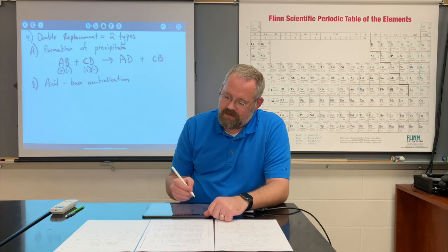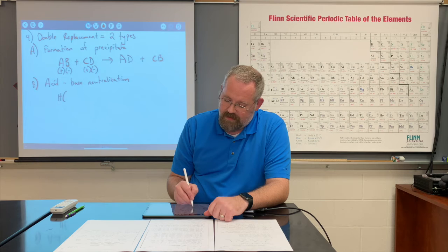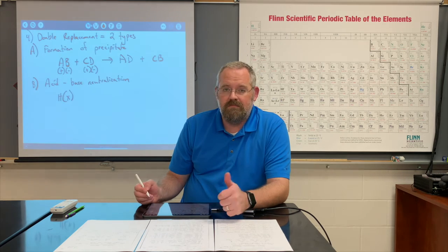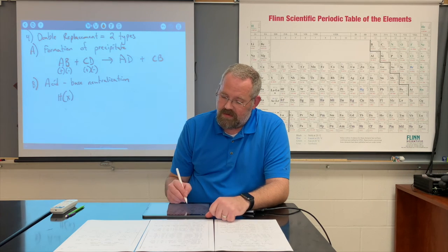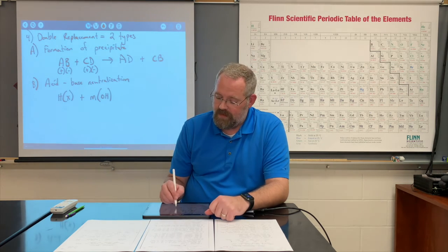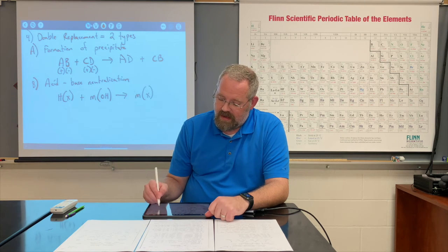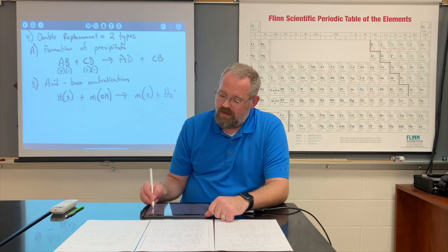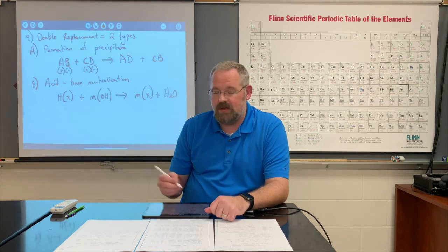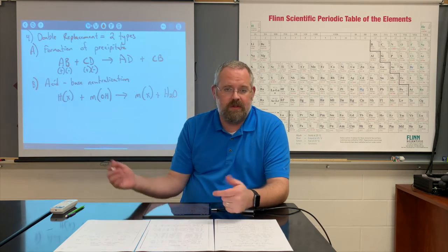In these particular cases, we have some type of an acid, binary or polyatomic, either one, plus some type of a base. And for our purposes, we're just going to deal with a hydroxide. And that's going to give us a metal ion plus water. It's always going to make the metal ion plus water.